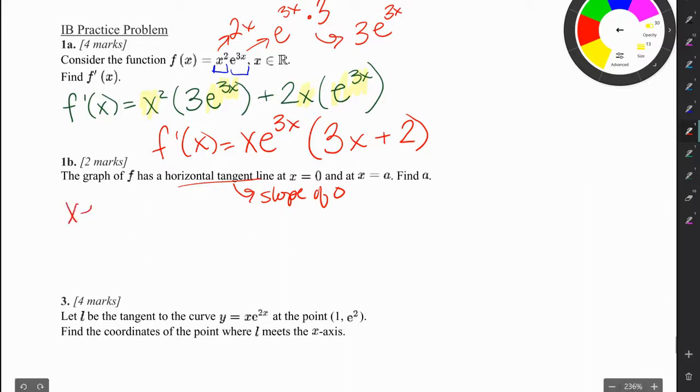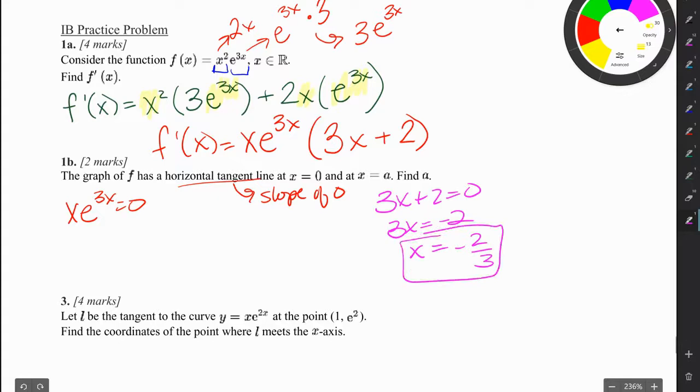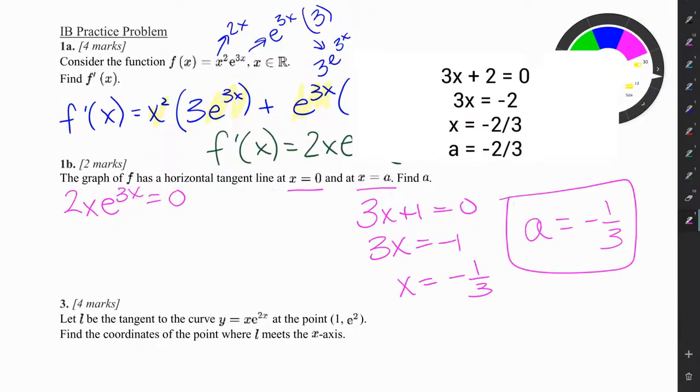So the first term, x e to the 3x, that's the one that results in the 0. Because if I did x e to the 3x equals 0, x is going to be 0. So that's where the 0 comes from. So the a comes from the second one. So 3x plus 2 equals 0. 3x equals negative 2. So x equals negative 2/3. So that is where we have a horizontal tangent line.